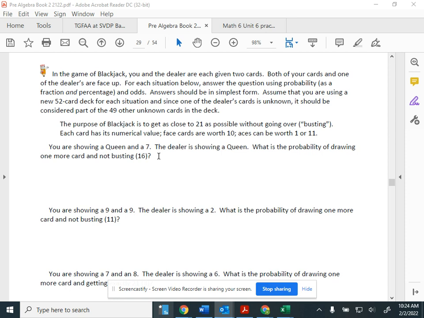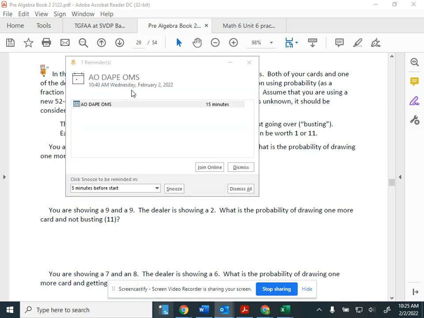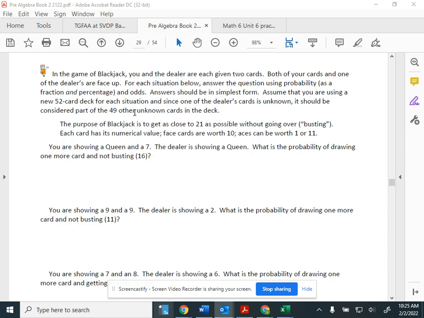Okay. So both of your cards and one of the dealer's are face up. For each situation below, answer the question using probability as a fraction and percentage and the odds, just like on the page before. You need to do both probability and odds. And your answer should be in simplest form, like we were doing. Assume that you are using a new 52 card deck for each situation.